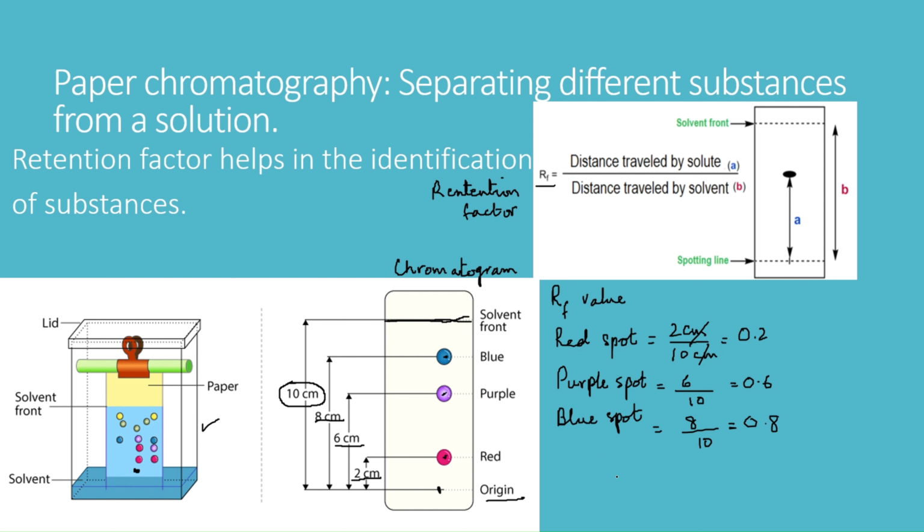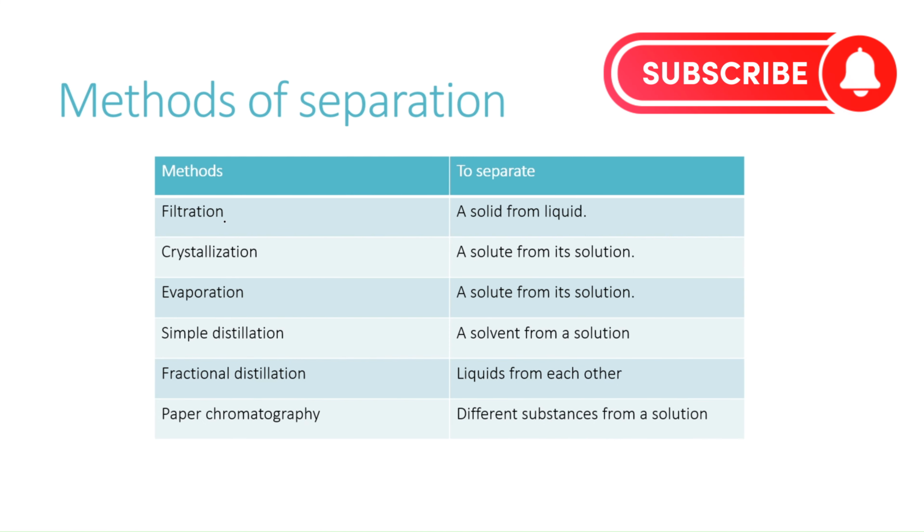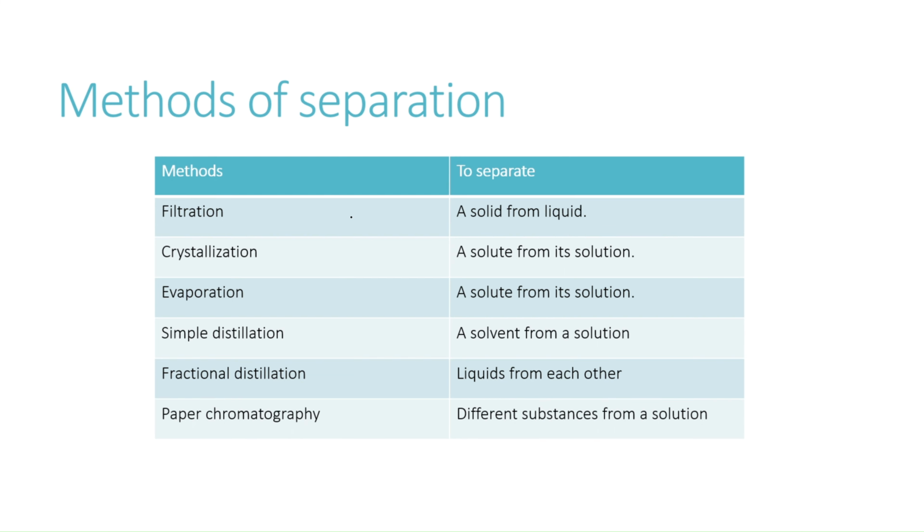Chromatography is a technique which is used to identify or check the purity of a substance, or to separate mixture of substances that may be colored or colorless, and to purify a substance by separating it from its impurities. Now let's summarize what we have learned so far about the different methods of separation. First, we studied filtration. So filtration is done to separate a solid from liquid. A solid can be chalk from liquid, chalk dissolved in water.